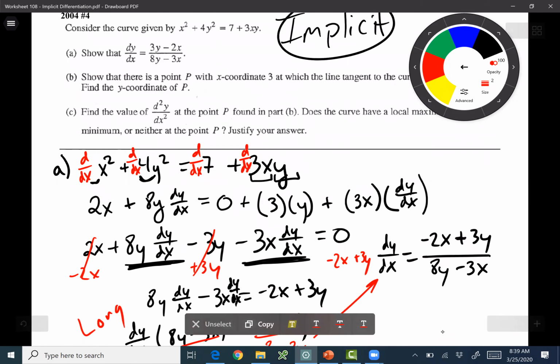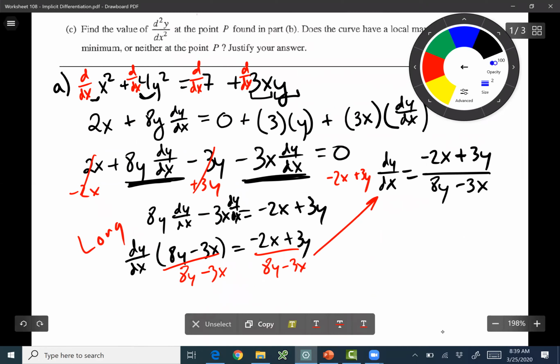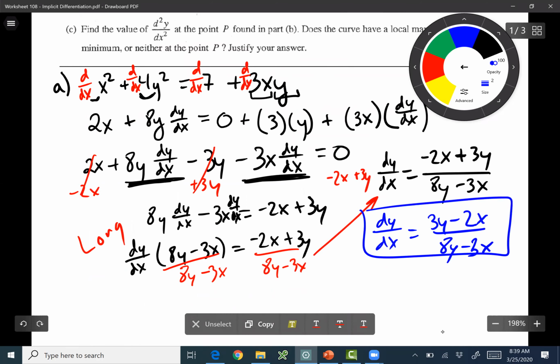Now, on the question, it just had the 3y in the front. So because the 3y was in the front, we would just rewrite that. And that's how they have it written. So that's how we're going to write it.